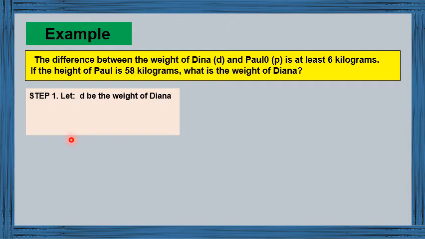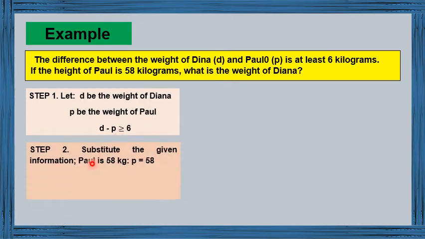Step 1, let D be the weight of Diana and P the weight of Paul, and D minus P greater than or equal to 6. So the word at least here, the symbol is this one, greater than or equal to. Then for step 2, we substitute the given information. Paul is 58 kilograms, P equals 58. D minus 58 greater than or equal to 6, we're going to substitute the P with 58.